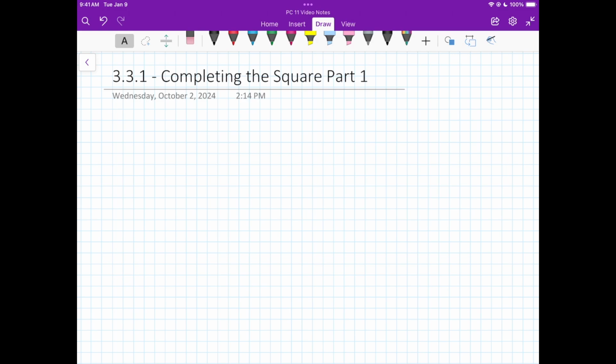If you think back to 3.2, whether you were in class or you saw the video, in that section we saw how to go from vertex form to standard form, and that involved multiplying some stuff out and simplifying. Completing the square is going the other direction. So, if we want to describe it technically, it is the process of going from standard form to vertex form.